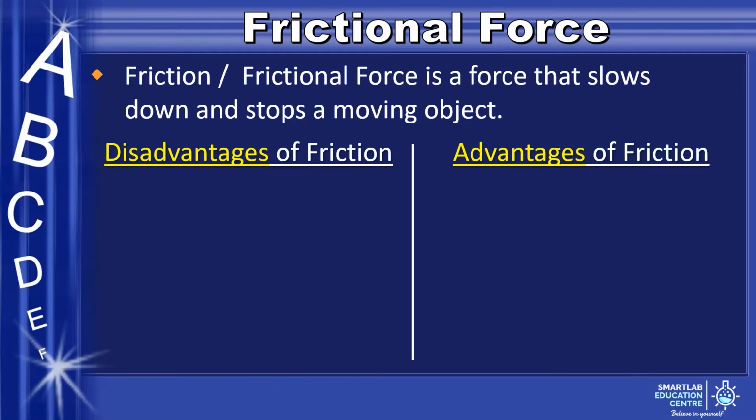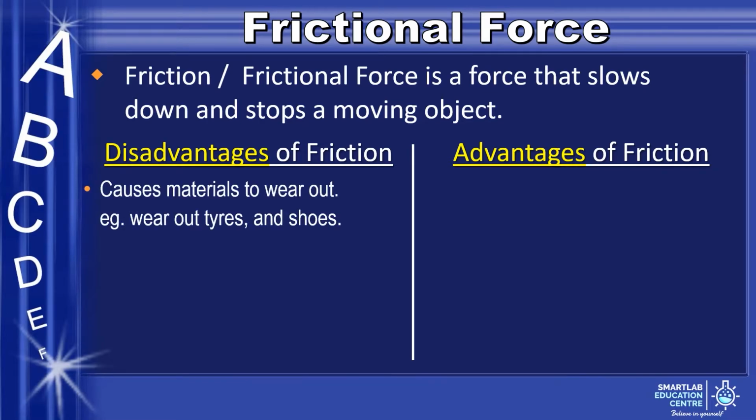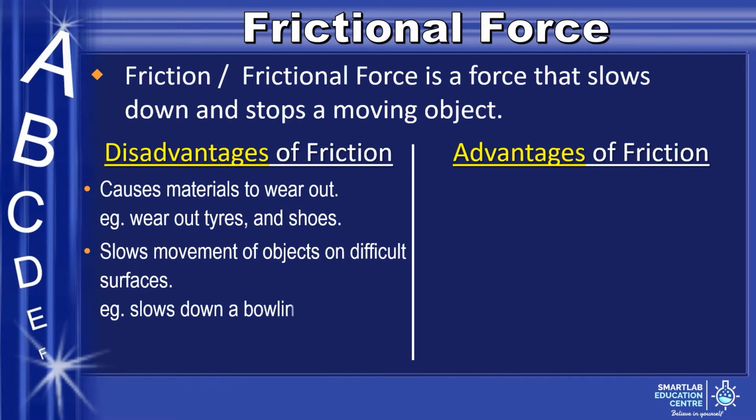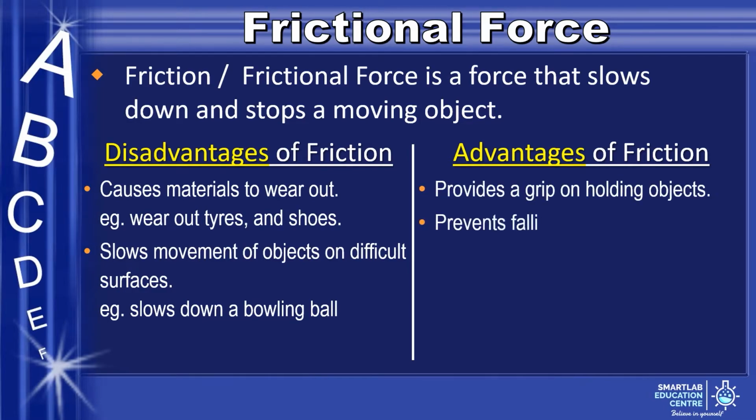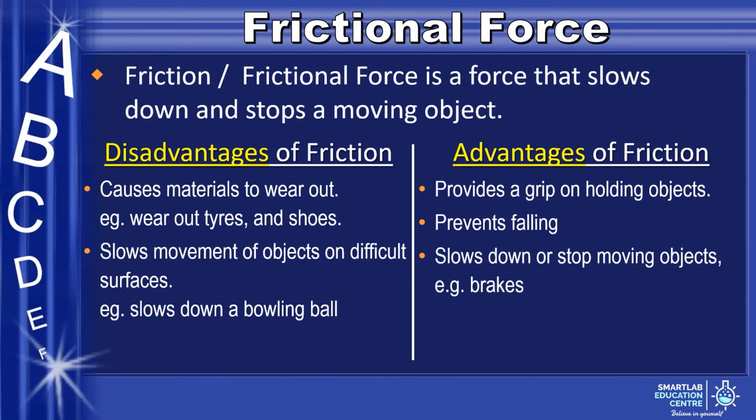The disadvantages of friction are: it causes materials to wear out, for example, wear out tires and shoes. It slows movement of objects on difficult surfaces, for example, slows down a bowling ball. The advantages of friction are: it provides a grip on holding objects. It prevents falling. It slows down or stops moving objects, for example, brakes. It prevents moving object from skidding, thus allowing us to walk.